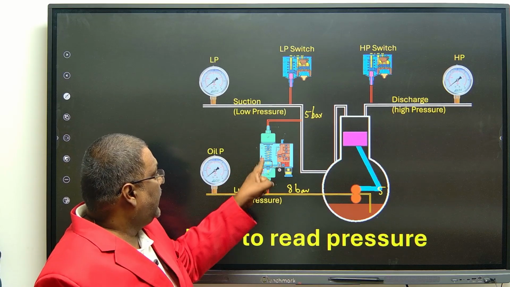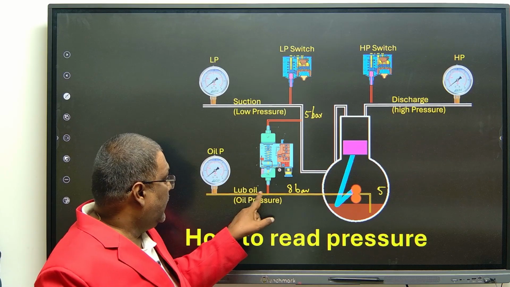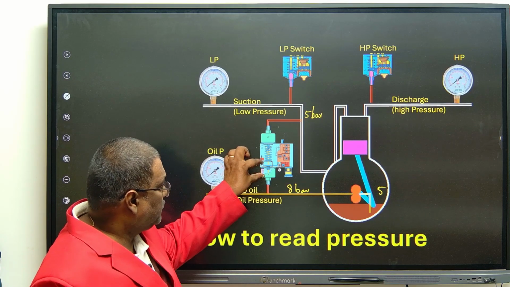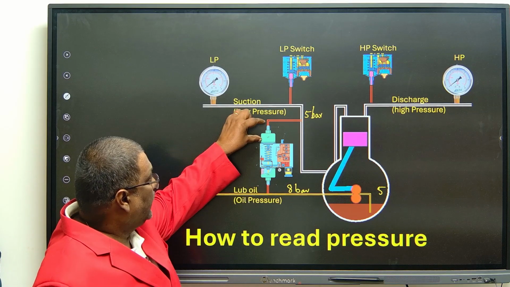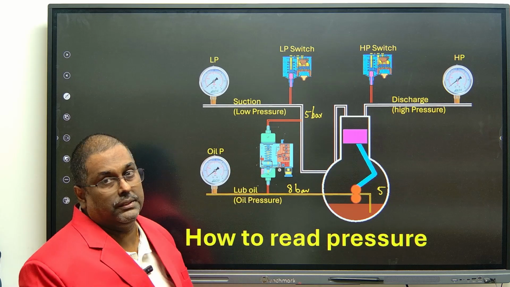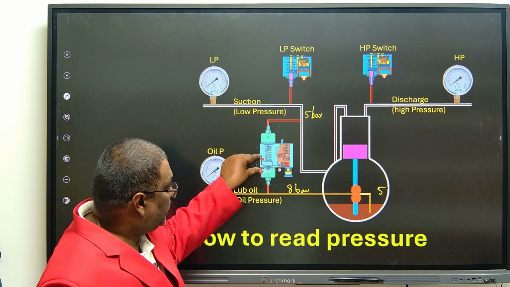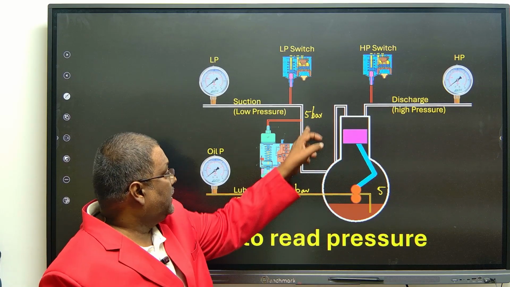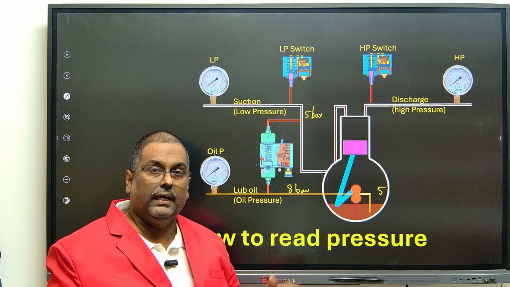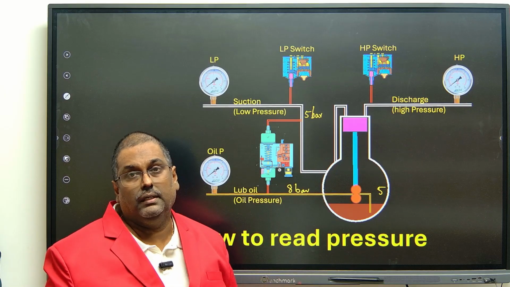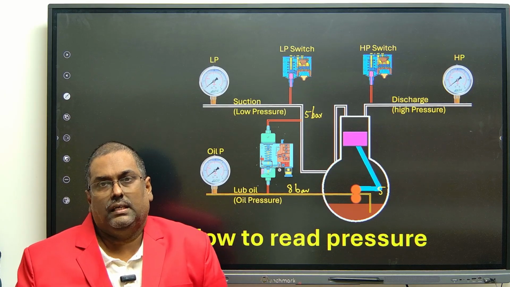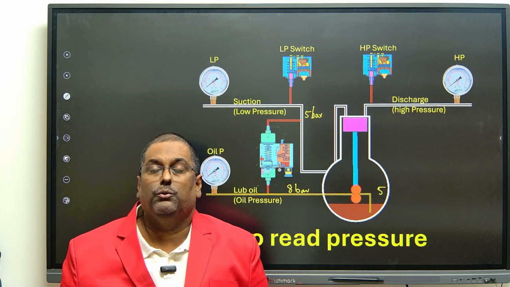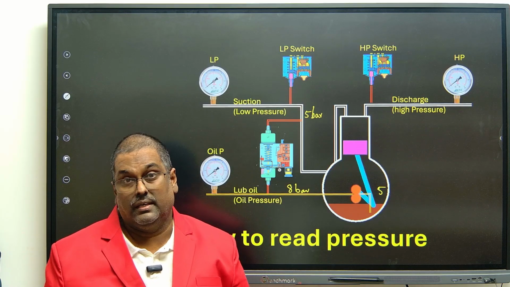Here on both sides there is a bellow. On this side we give the lube oil pressure connection, so this bellow expands depending on the lube oil pressure, and the top bellow expands depending on the suction pressure. So always we set the differential pressure at 1 bar. If the difference comes below 1 bar, then the switch will stop the compressor. For example, if it is 0.5 and this is 3.5, the compressor will not trip due to lube oil pressure. You have to understand this.